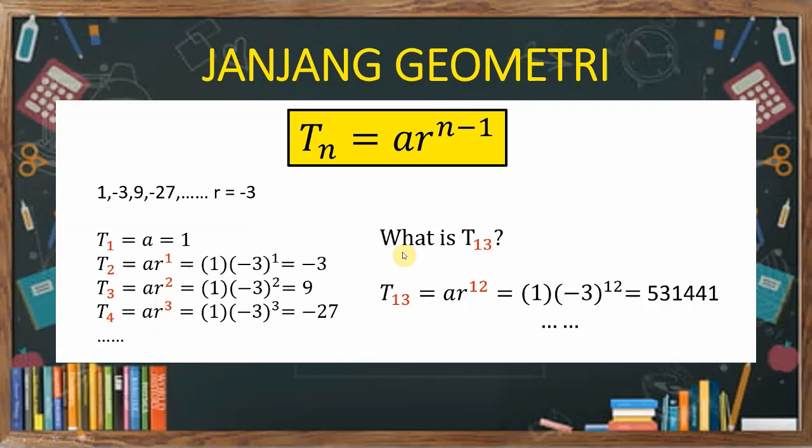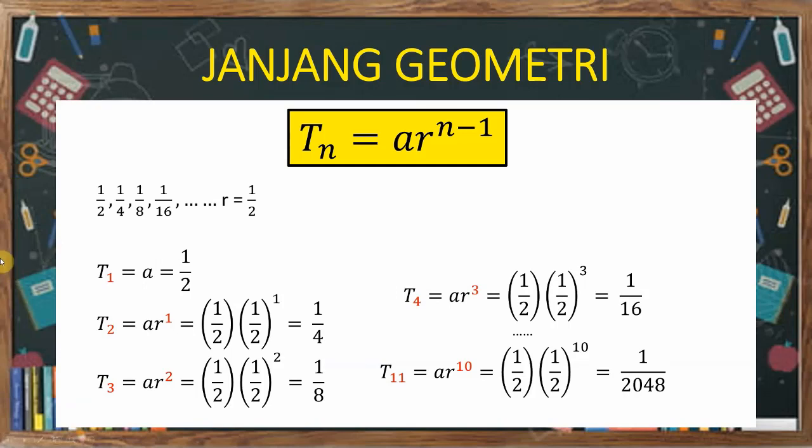And what is the 13th term? So by using the formula, the nth term is ar to the power of n minus 1. The 13th term will be ar to the power of 12. Where the a is 1, r is negative 3 to the power of 12. The answer is 531,441. You see, it is easier when we use the formula. You will be able to find many terms by using the nth term formula.